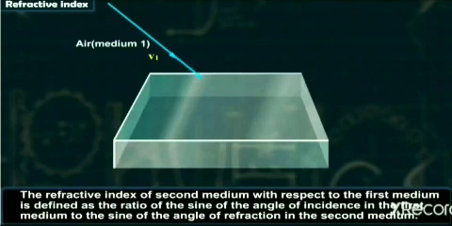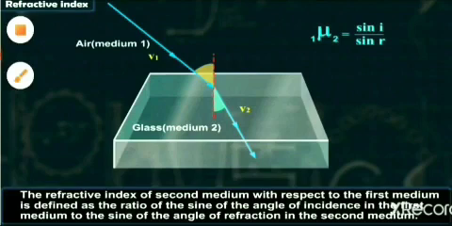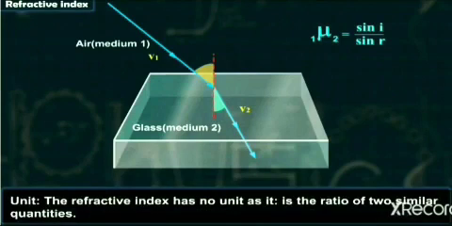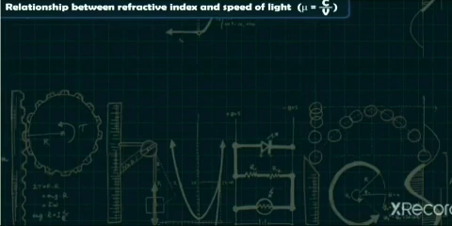Refractive index. The refractive index of the second medium with respect to the first medium is defined as the ratio of the sine of the angle of incidence in the first medium to the sine of the angle of refraction in the second medium. Unit. The refractive index has no unit, as it is the ratio of two similar quantities of light in different media.